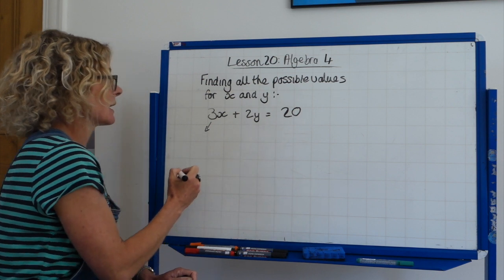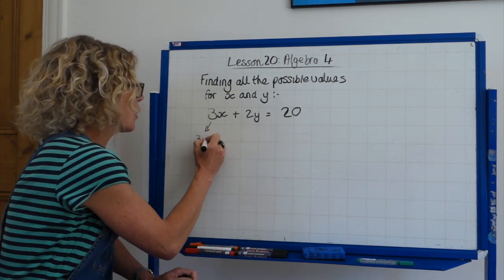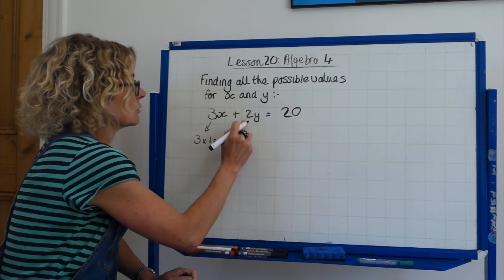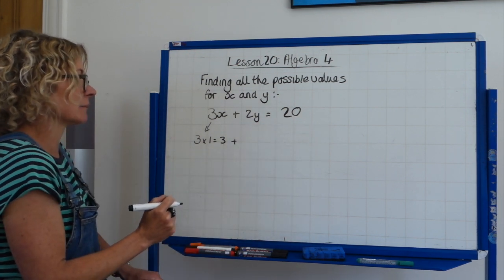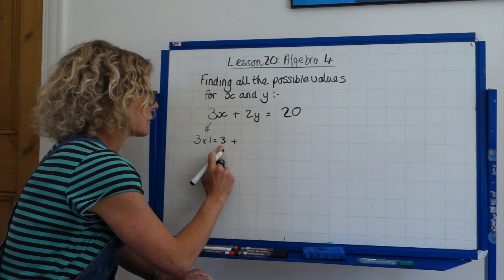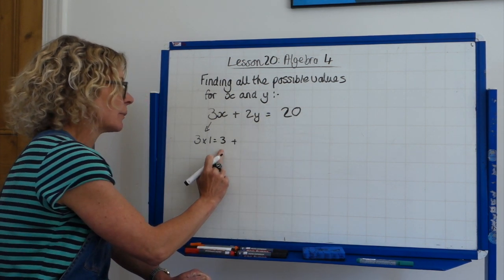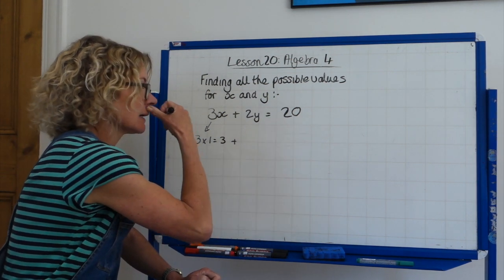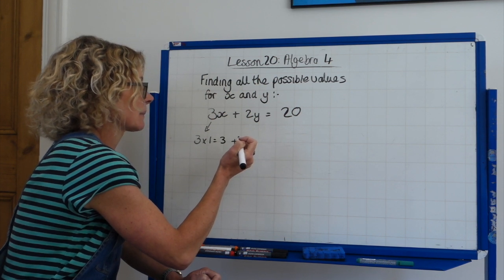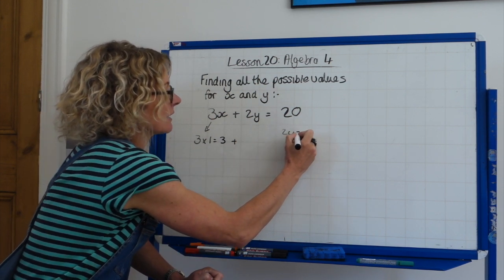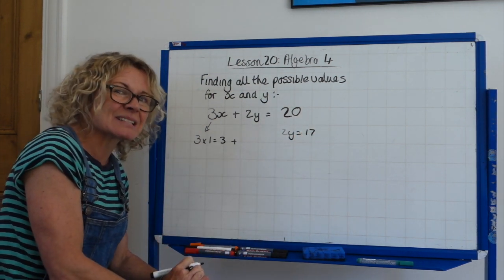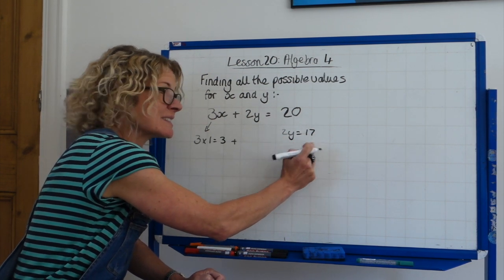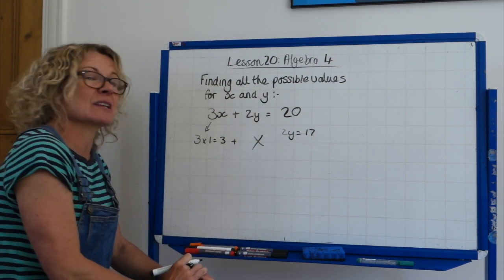Let's just go for it. So 3 times what? 3 times 1 equals 3, plus 2 times something equals 20. If we take 3 away from 20 and do the opposite operation, what is this 2y going to have to be? 3 away from 20 equals 17, doesn't it? So that means 2y is going to have to equal 17. Is that going to work? Because that is not an even number. So 2 times something is never going to equal 17. So that's not a possibility.